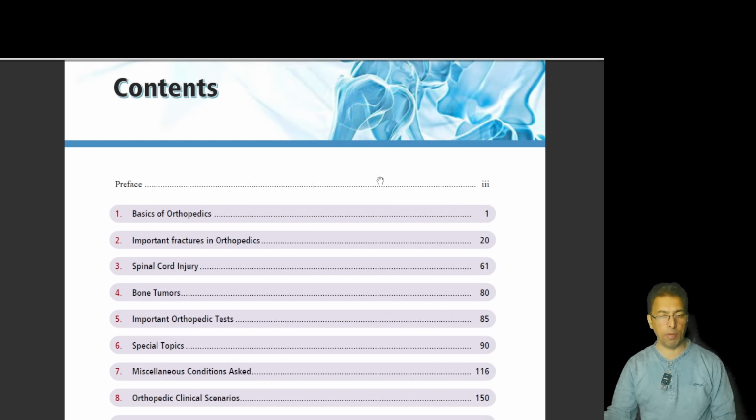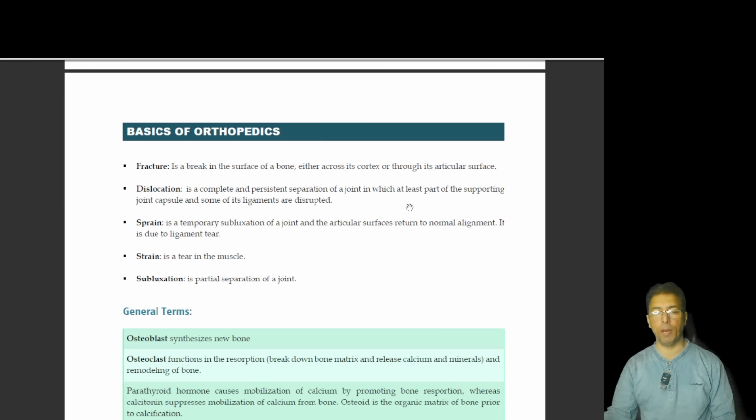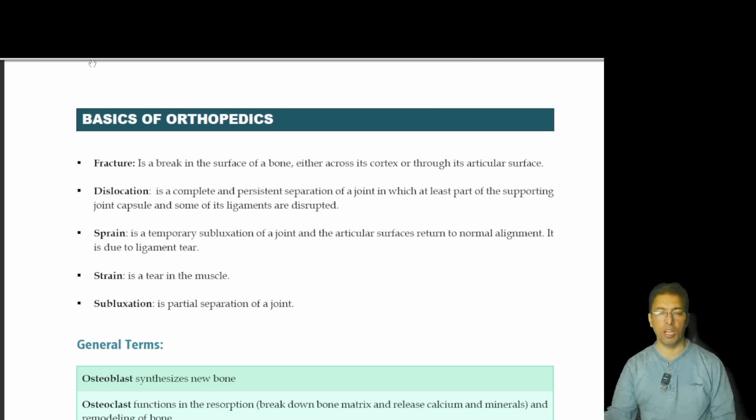chapters. The first chapter, Basics of Orthopedics, Important Fractures in Orthopedics, Spinal Cord Injuries, a separate chapter on bone tumors, a separate chapter on orthopedic tests, a separate chapter on special and miscellaneous topics and orthopedic clinical scenarios, as well as important questions which have been asked in orthopedics. So, as far as orthopedics is concerned, I would just like to enlarge, for clarity purposes, that we did not miss anything to the max of our capability.